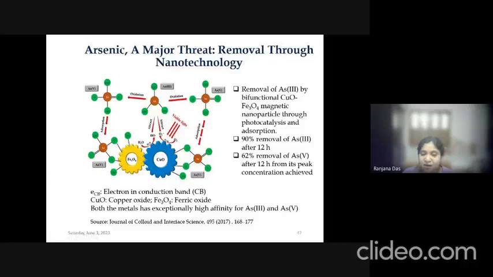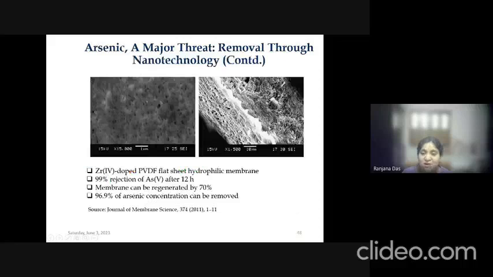Normally, copper oxide and iron oxide, ferric oxide, basically those nanomaterial combinations can achieve this, and they can be used for arsenic toxicity removal purposes. Those materials we can also incorporate in the membrane for this separation. Here, zirconium 4 has been incorporated in the membrane, as reported. So when it is incorporated, we can achieve the same function, that is arsenic toxicity can be reduced.